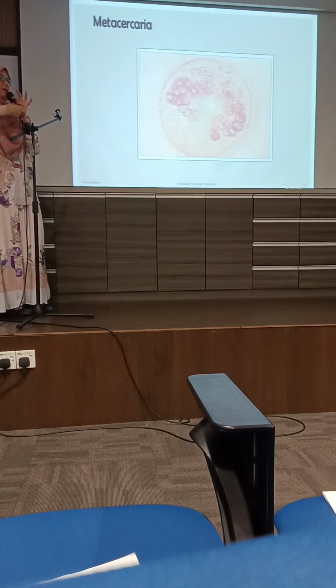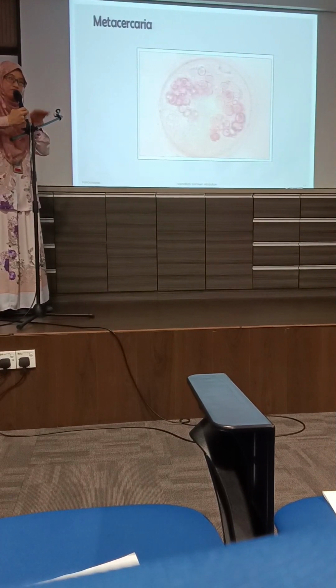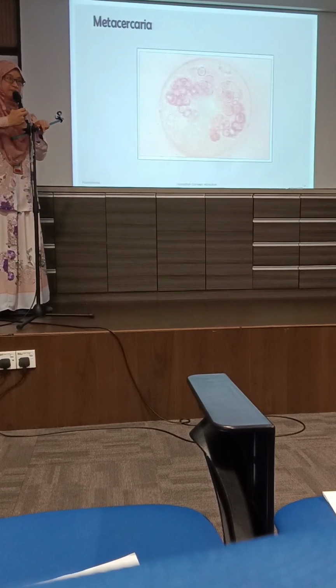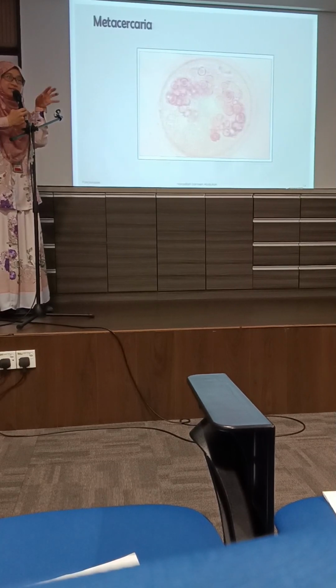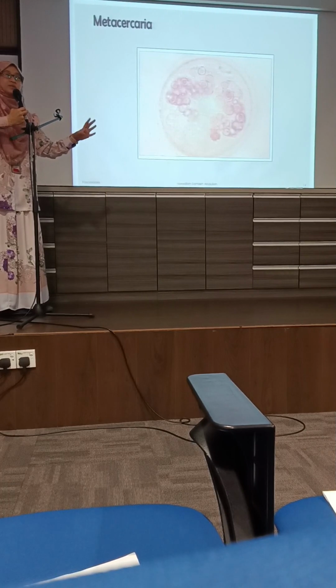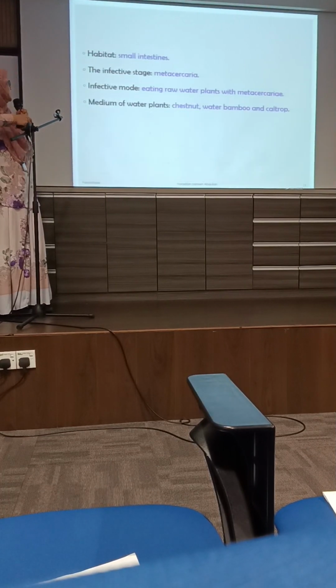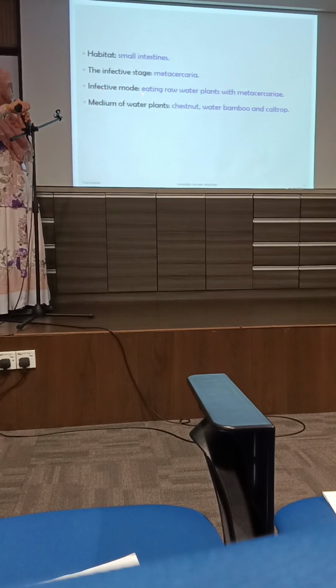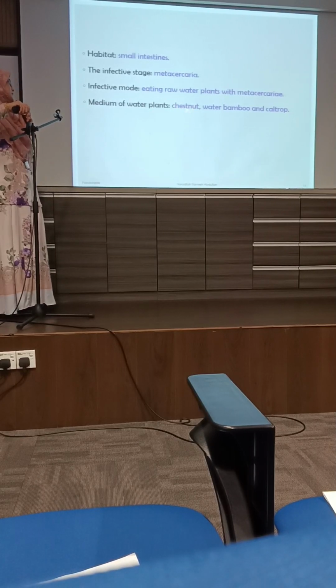Okay, so Metacercaria is actually the infective stage for all trematode infections. Metacercaria is usually encysted, it's actually like a cyst. It will encyst in the second intermediate host. In our case, the second intermediate host is the freshwater plants. So you will find this on freshwater plants. So the habitat is the small intestine, the infective stage is Metacercaria. The infective mode is through eating raw water plants with Metacercaria. The water plants are water chestnut, water bamboo and water caltrop.